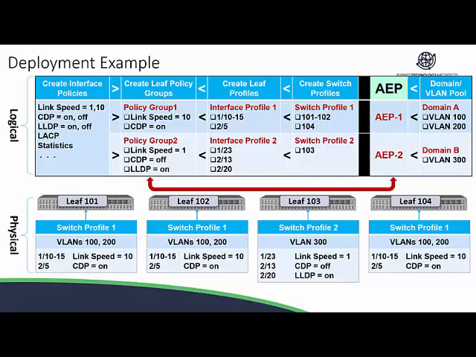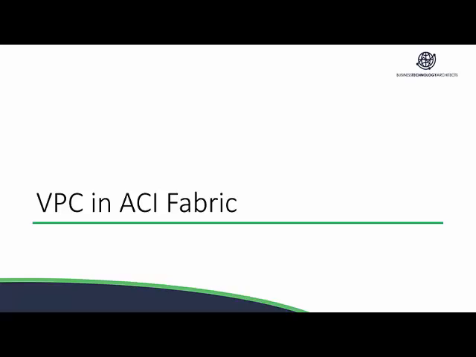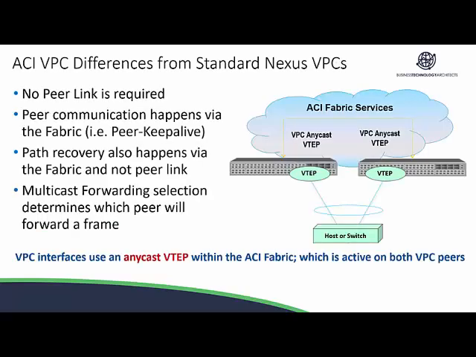We've got switch profile 1 for leaf 101 and 102, the VLANs that are allowed, and the specific policies that are configured from a physical level. From a logical level, we've got our interface policies bound to our leaf policy group, leaf interface profile, switch profiles, then tied to an AEP, and then a VLAN pool. VPC in the ACI fabric.